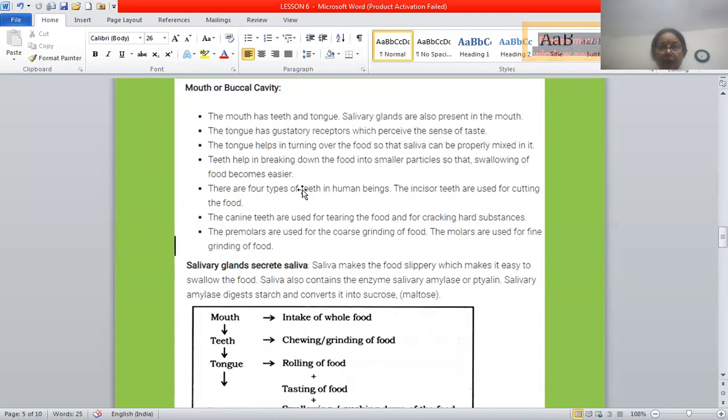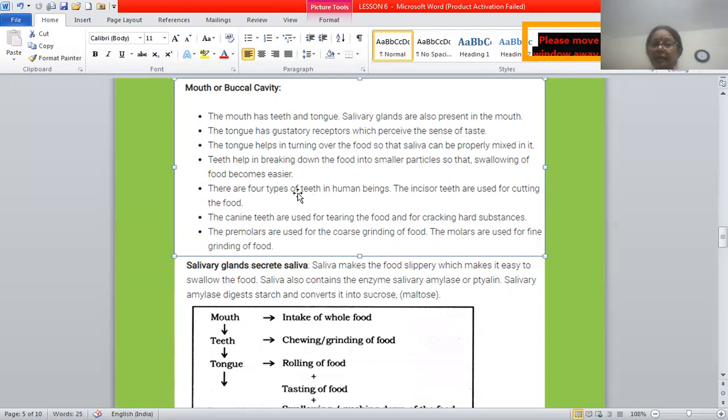Okay, I've told you the mouth has teeth and tongue. Salivary glands are also present in the mouth. Tongue has gustatory receptors which perceive the sense of taste, meaning all the taste buds are present on the tongue. The tongue helps in turning over the food so that saliva can be properly mixed in it. Teeth help in breaking down the food into smaller particles so that swallowing of food becomes easier.